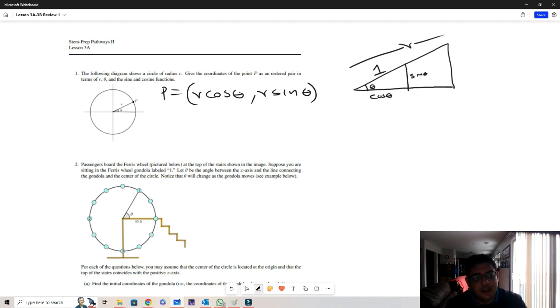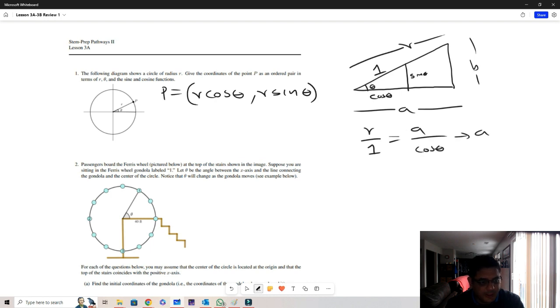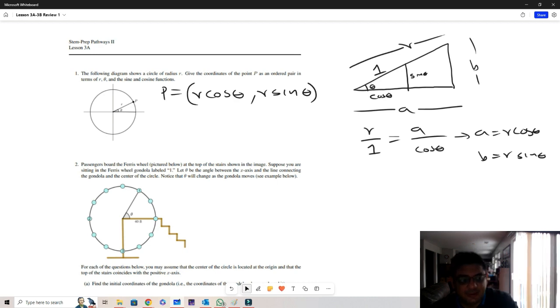And for here, let's say this is A and this is B. By doing a relationship of similarity of triangles, so this big triangle is similar to this small triangle, we can have that r over 1 is equal to A over cosine. So with that, we can find that A is r cosine of theta, and in a similar way, we can find that B is r sine of theta. Okay, concluding that the points can be represented in this way.